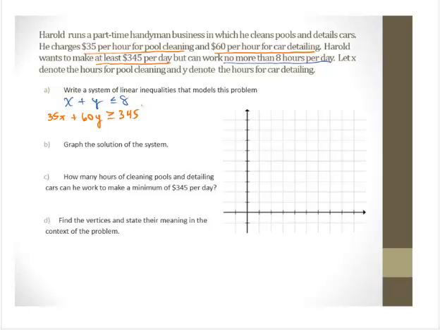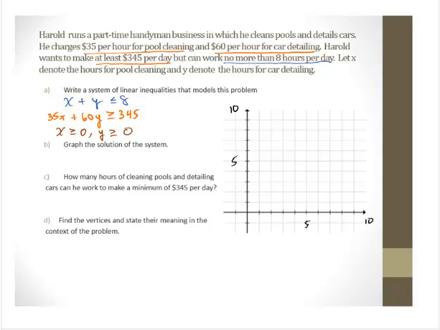Now also, we should note that the number of hours has to be 0 or positive. So we will want to write x is greater than or equal to 0, y is greater than or equal to 0. Alright, so let's graph the solution to the system. Let's put some scale on these axes. 1, 2, 3, 4, there's 5, 6, 7, 8, 10. There's 5, 10. Alright, x plus y is less than or equal to 8.